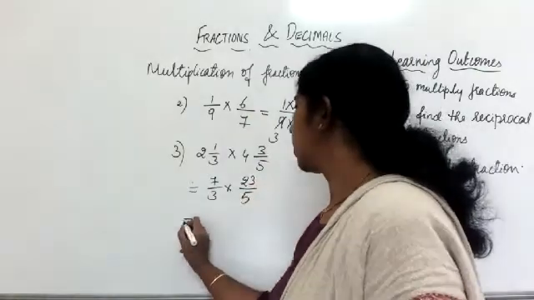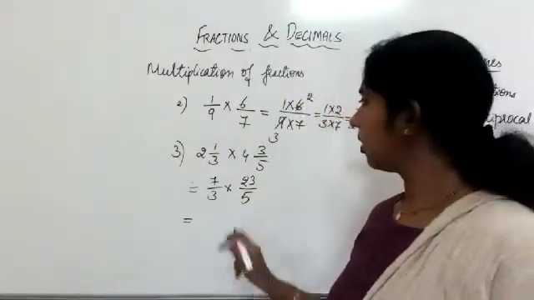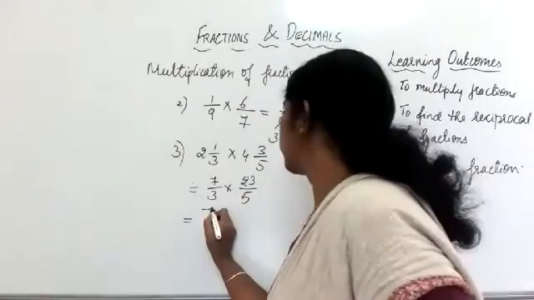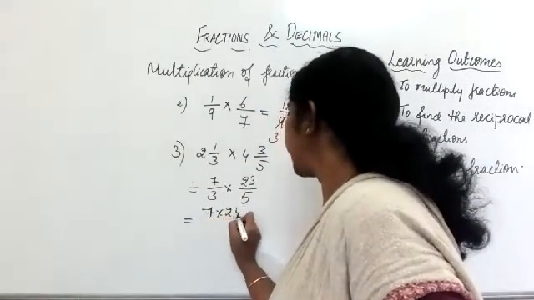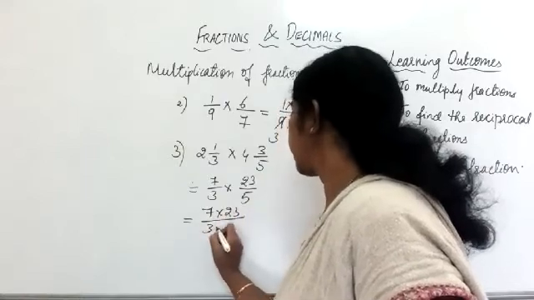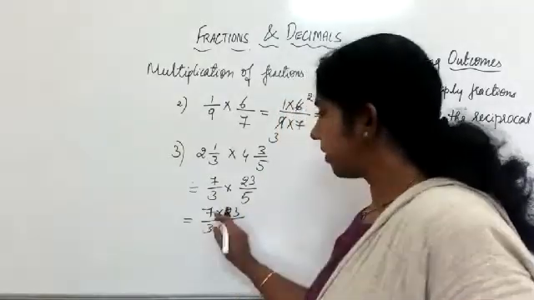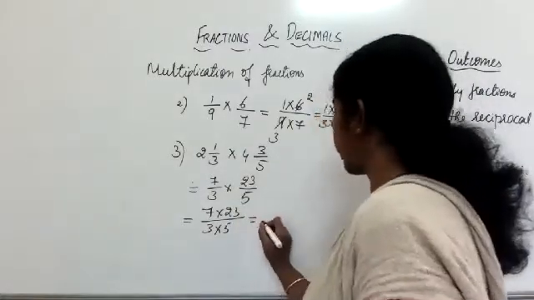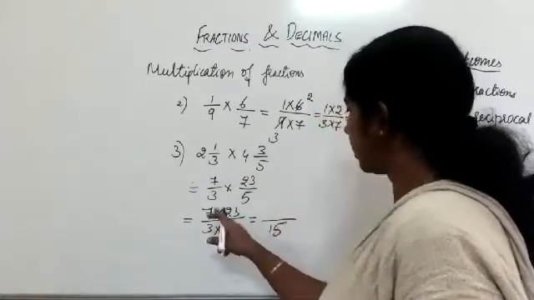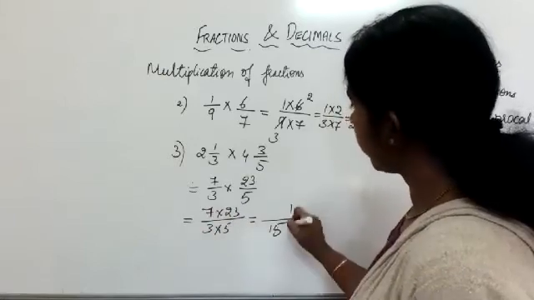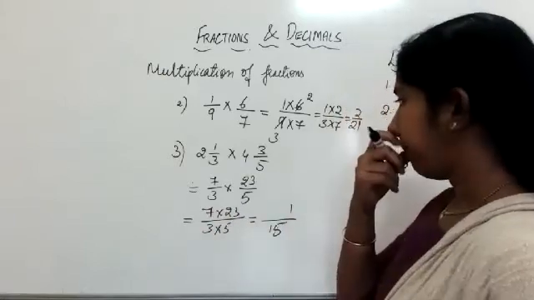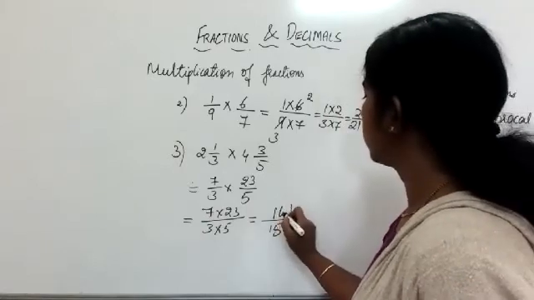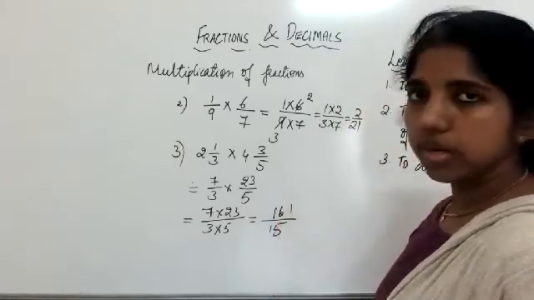So that is equal to, again, numerator by numerator, denominator by denominator. 7 into 23 divided by 3 into 5. Do we find any common factor between the numerator and denominator? No. So we can directly write the product. The denominator is 15. For the numerator, 7 threes are 21, 2 is a carry, 7 twos are 14, 16. So 161 divided by 15.